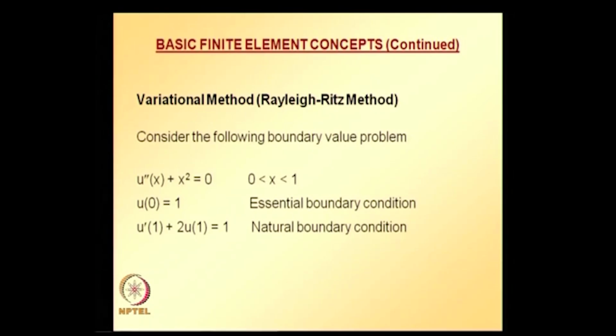You can verify this easily, and by this time you know how to get the equivalent functional using variational method. So, if you follow that procedure, the equivalent functional turns out to be this one. And before we proceed further in finite element method, the first step is to select a trial solution.